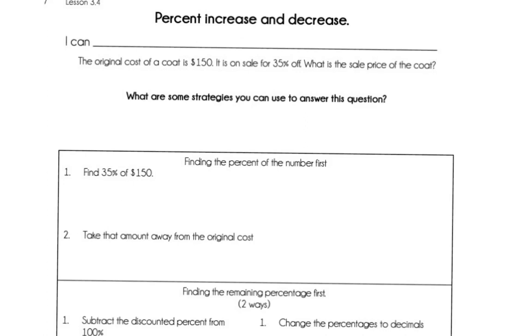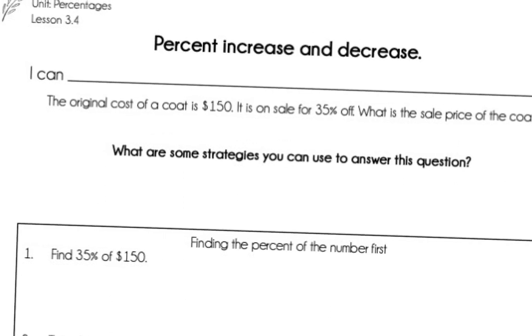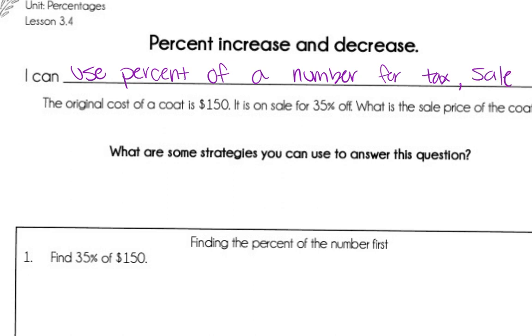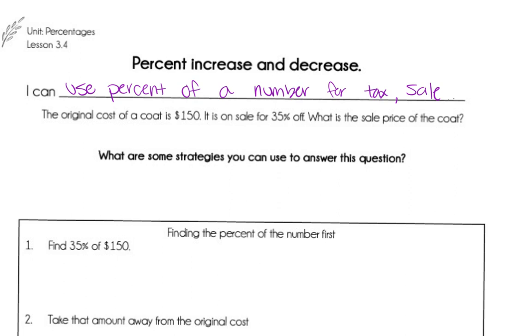Okay, in this video, we're going to talk about a little bit different way to think about discounts, tax, tip, sales, all that jazz. Still using the percent of a number. So I can use percent of a number for tax, discount, we'll say sale, that's a shorter word, and such. Right, there's more of those.